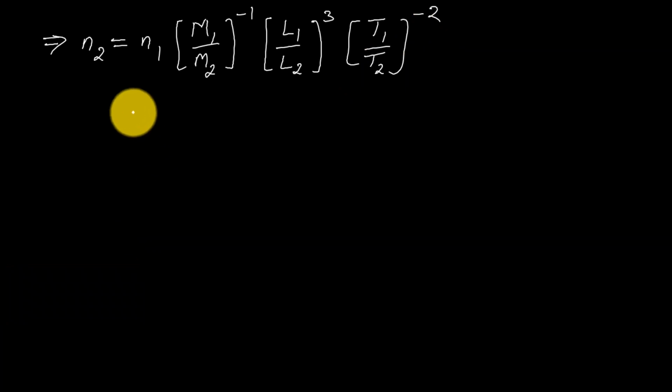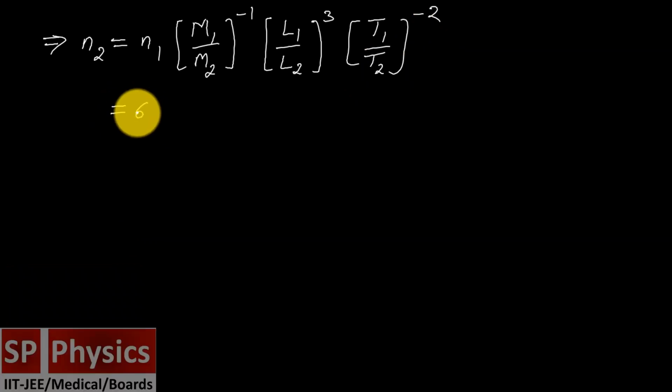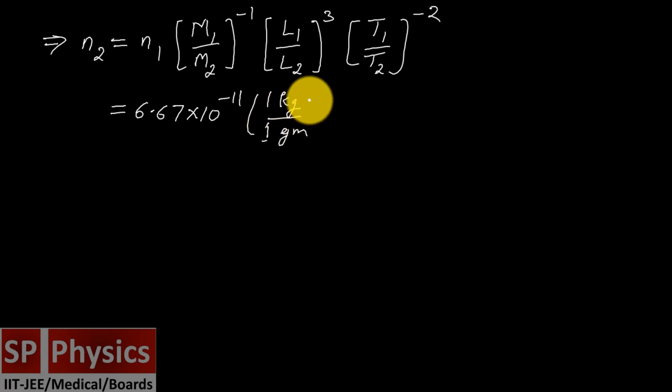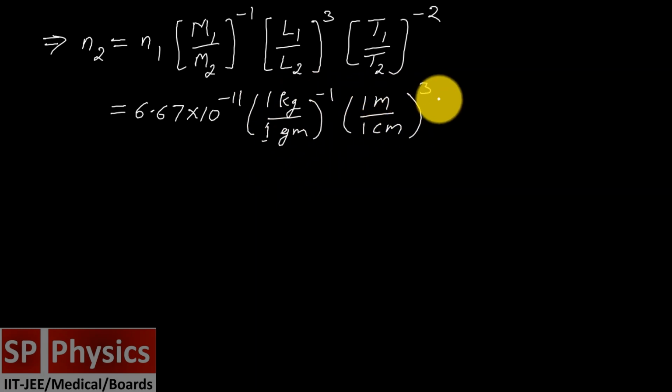Here the value of N1 is the numeric value in the first system. It is 6.67 into 10 to power minus 11. M1, L1, T1 are the fundamental units in SI system. M1 is 1 kg, M2 is 1 gram, L1 is 1 meter and L2 is 1 centimeter, T1 is 1 second and T2 is also 1 second. So cancel this 1 second with this 1 second.